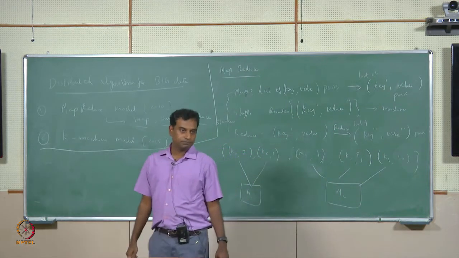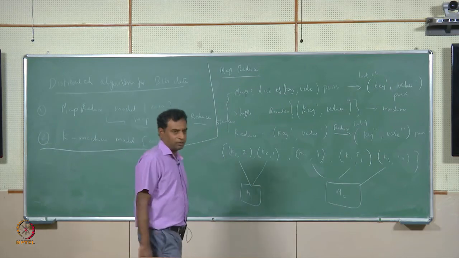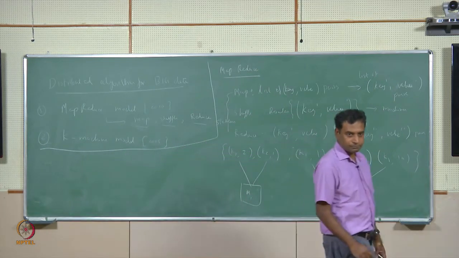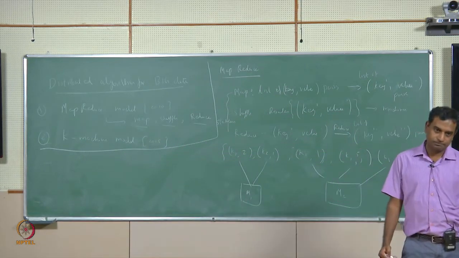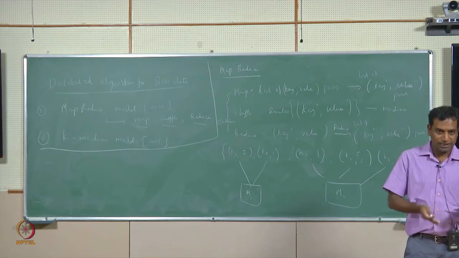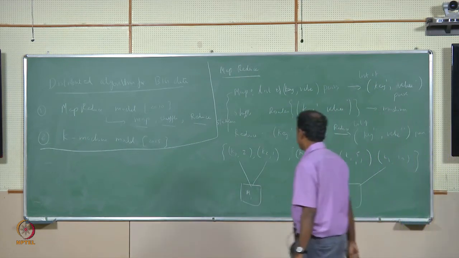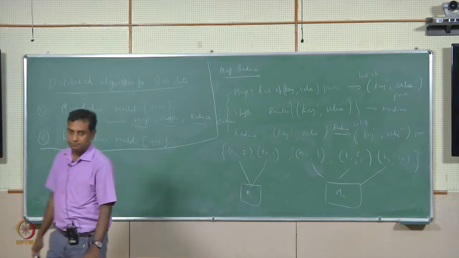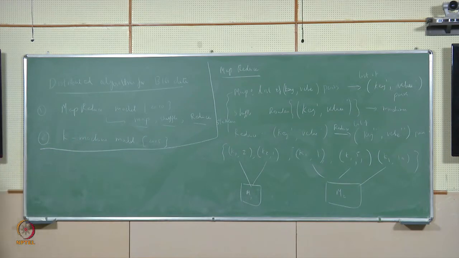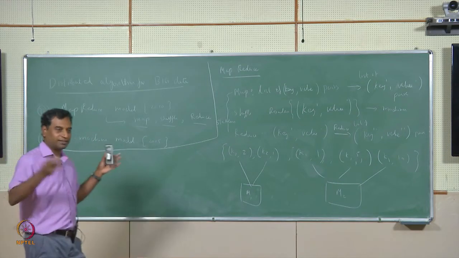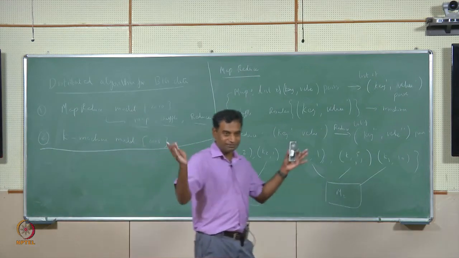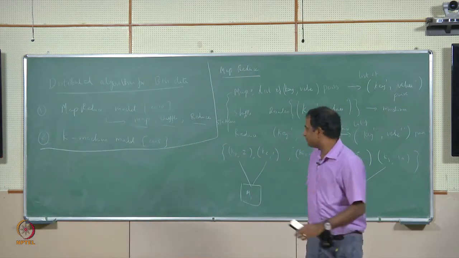M1 can be equal to M2, that's fine, but all pairs with the same key should go to the same machine. Of course, the point is they are so large that there will be many machines. So that is the model.